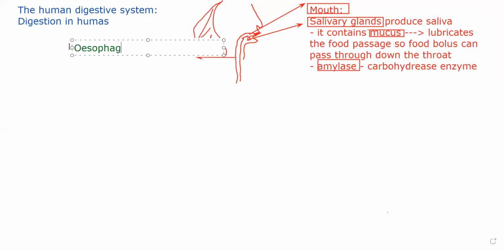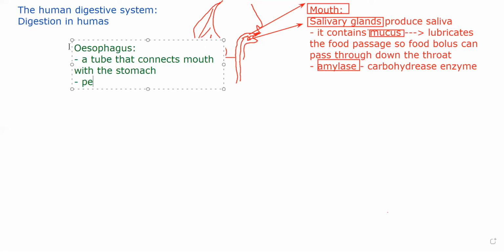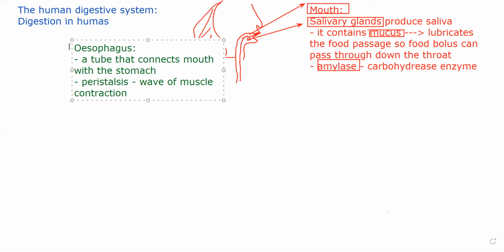What is the esophagus? The esophagus is the tube that connects the mouth with the stomach. And in the esophagus, what happens? Peristalsis occurs. What is peristalsis? Peristalsis is a wave of muscle contraction. Which muscles am I referring to?